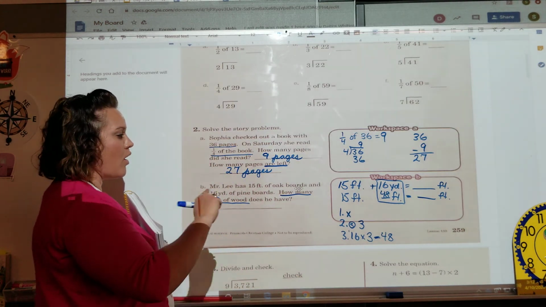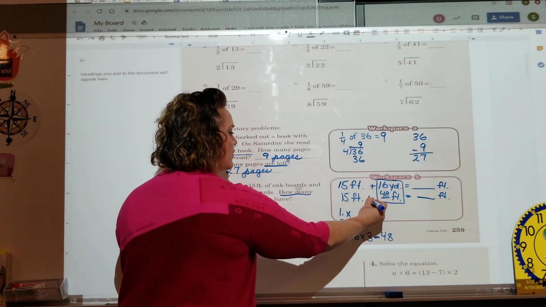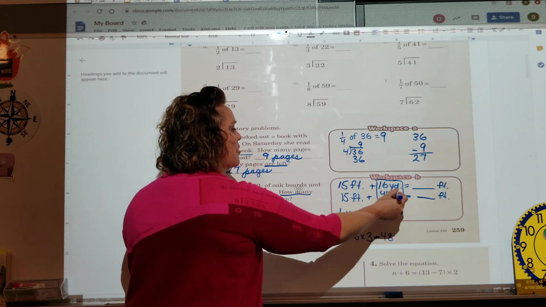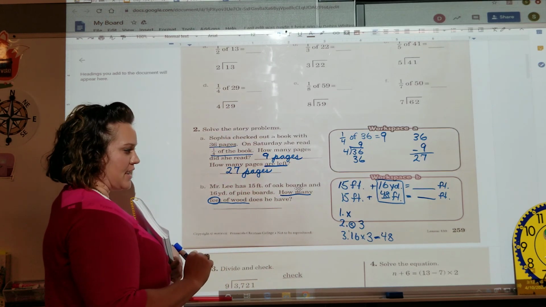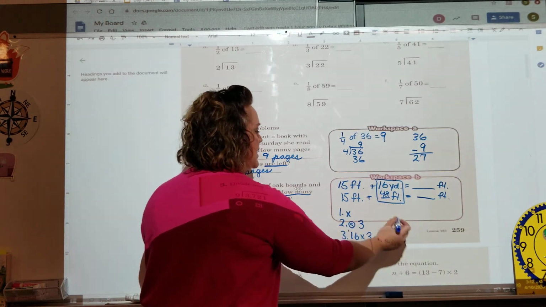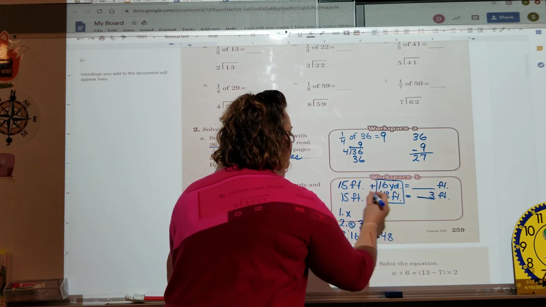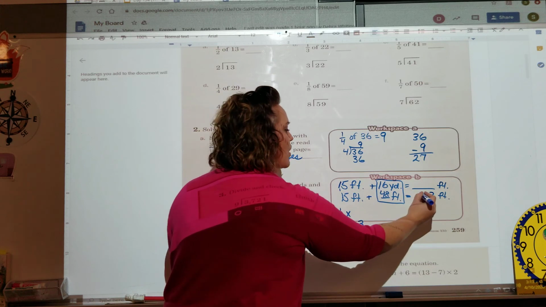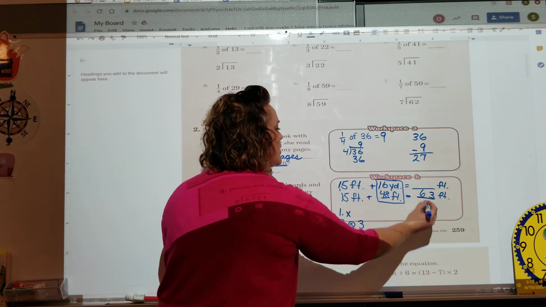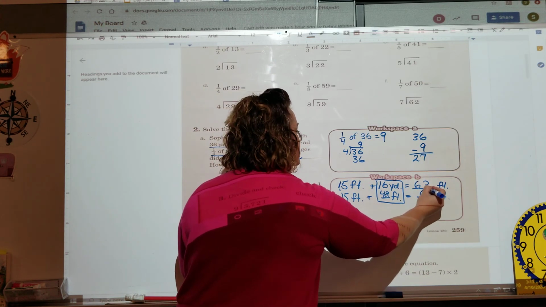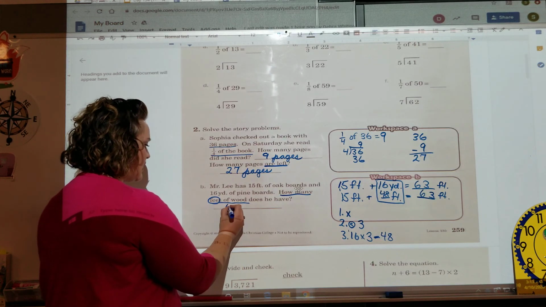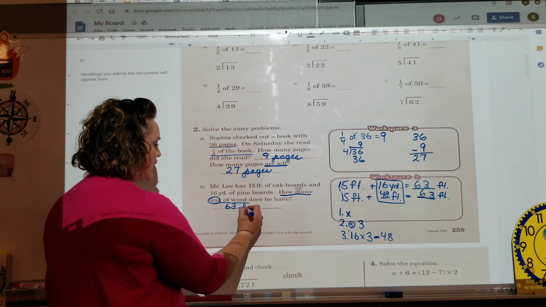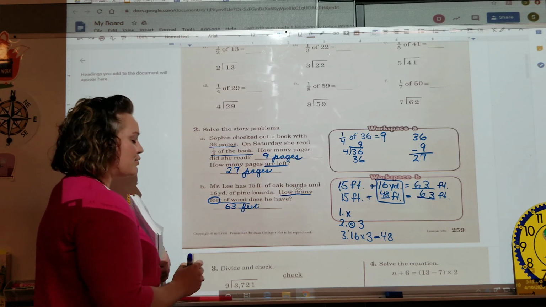Now we're ready to go all the way across, and we're going to add 15 feet plus 48 feet. 5 plus 8 equals 13, carry your 1. 1 plus 1 is 2, plus 4 is 6. We know that he has 63 feet. So we can bring that answer over here and add it right in.